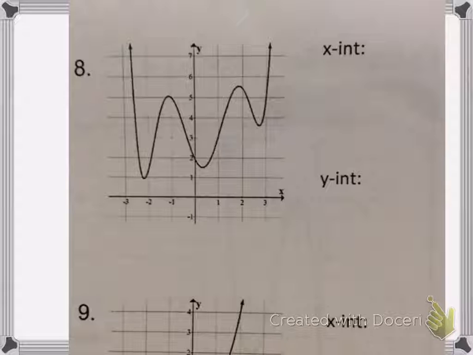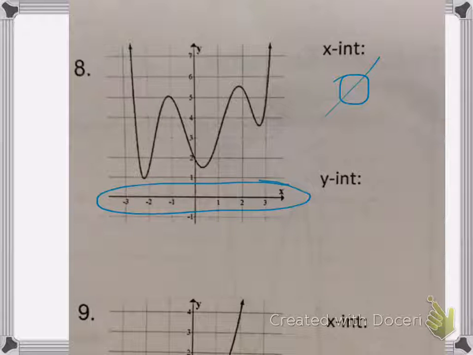This one actually has no spots where it's touching my x-axis, so I would just put empty set there. There's no possible solution. And then my y-intercept was this ordered pair right here, which is (0, 2).